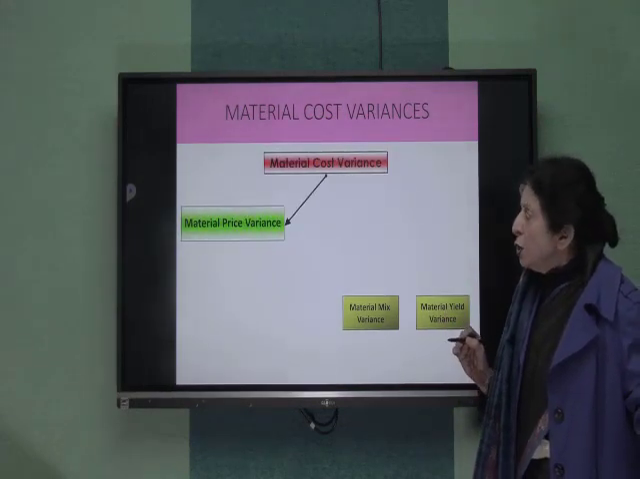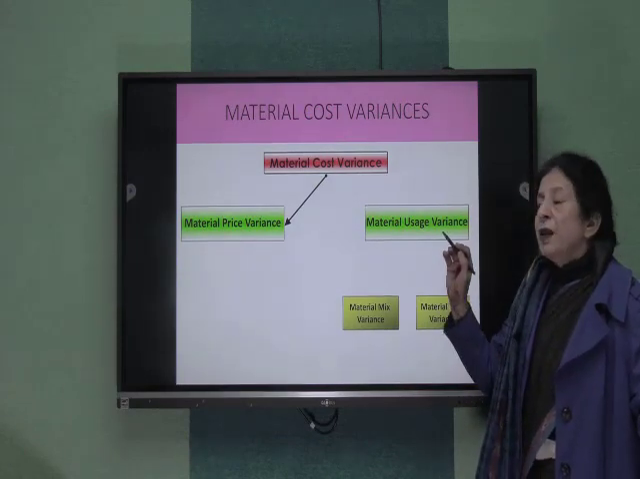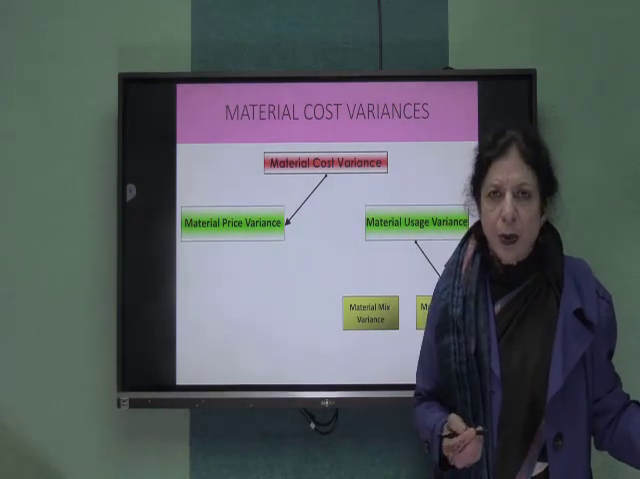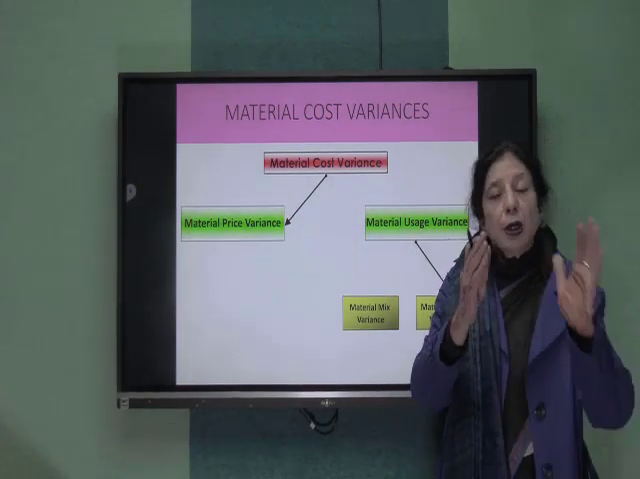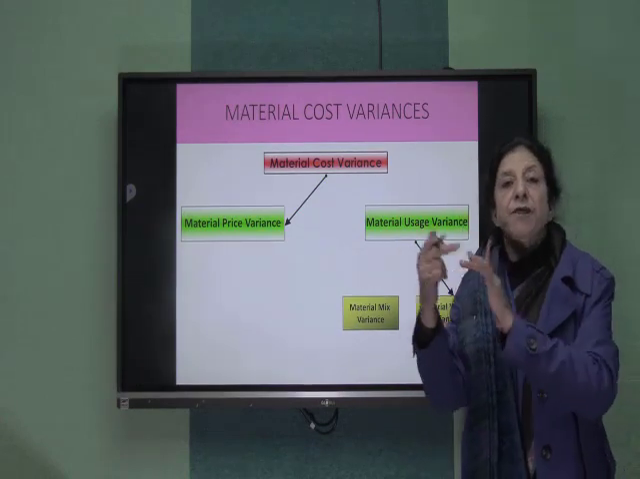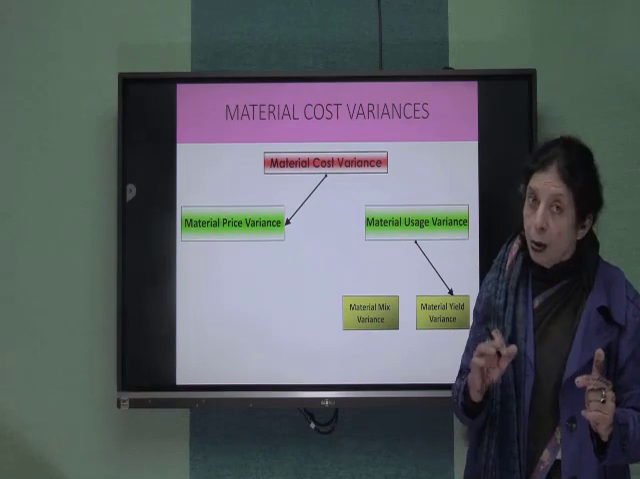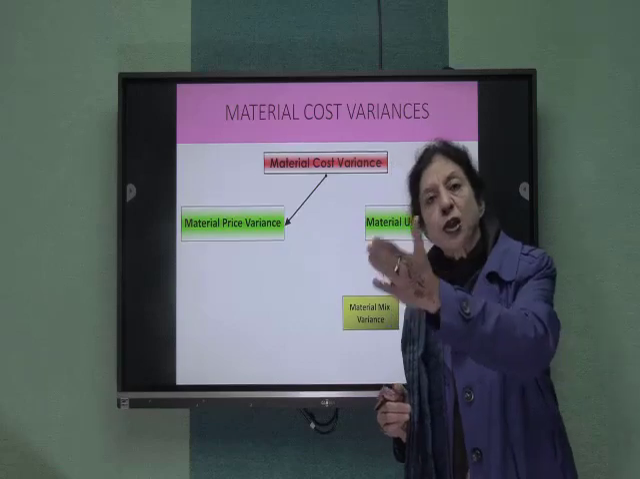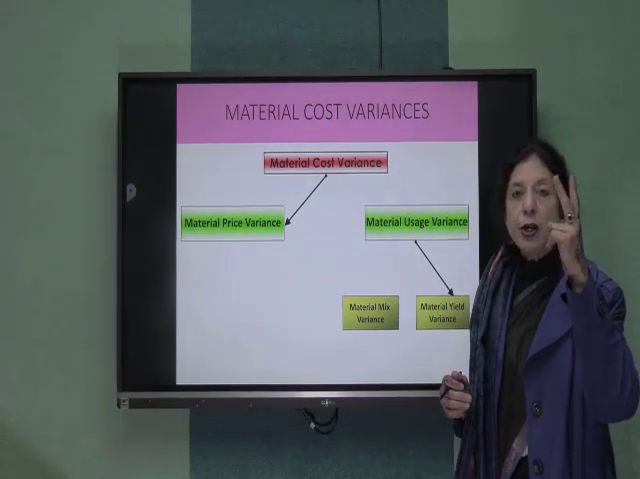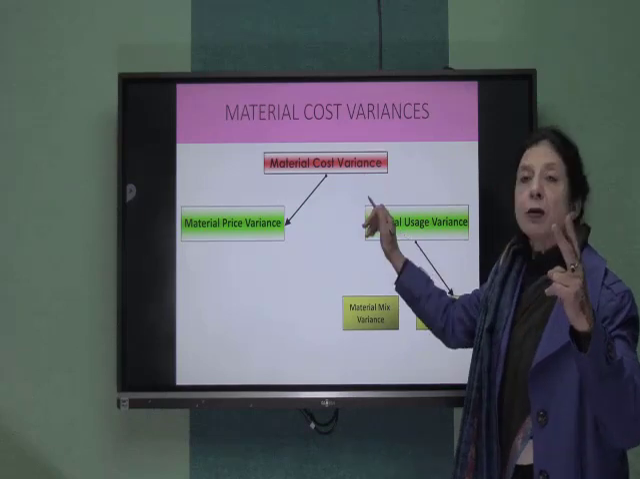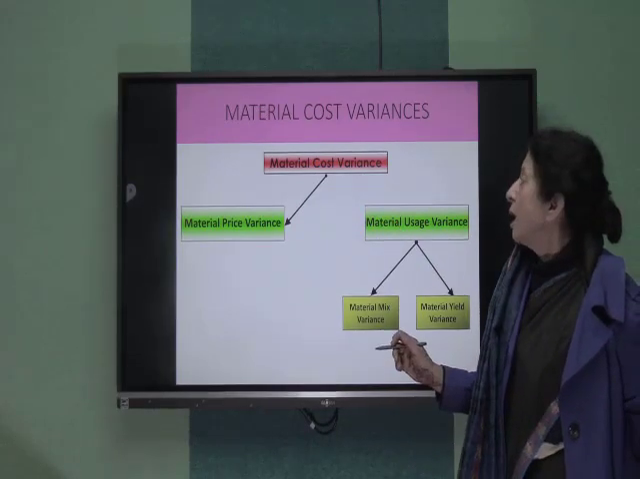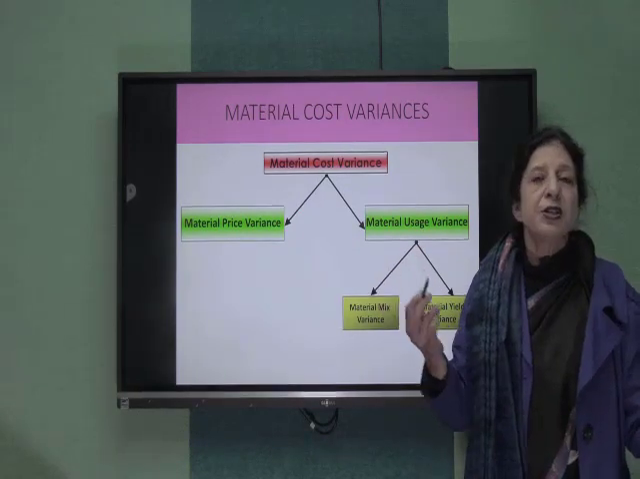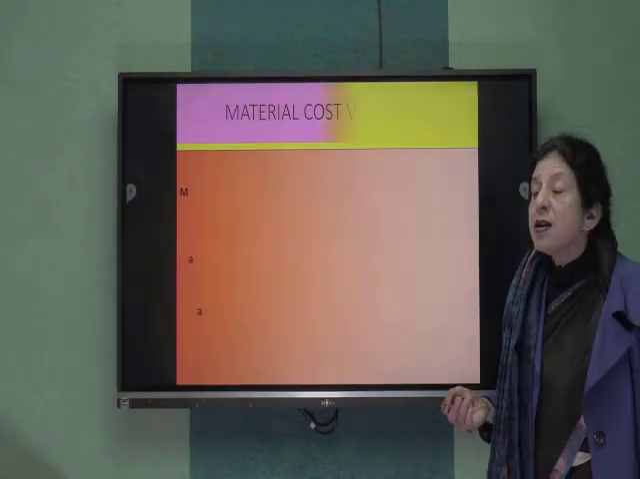Now, let me start with the material variances first. I'll just ask you one thing: whatever the total material variance is, what could be the possible reasons for those variances? Either the quantity I should have used is different from the quantity I have actually used, or the price at which I would have purchased the raw material and the actual price are different. That means there could be only two possible reasons for the material cost variance, and these are the material price variance and the material usage variance, or the material quantity variance. You can call it by any name.